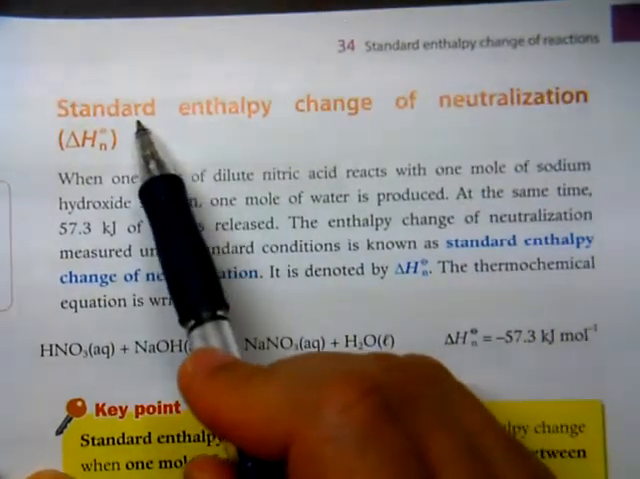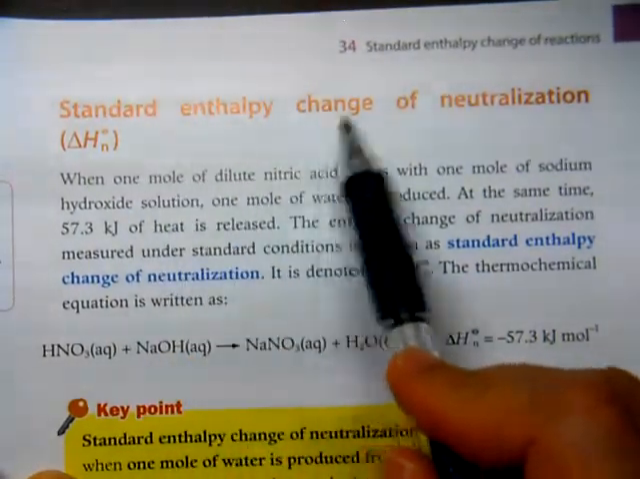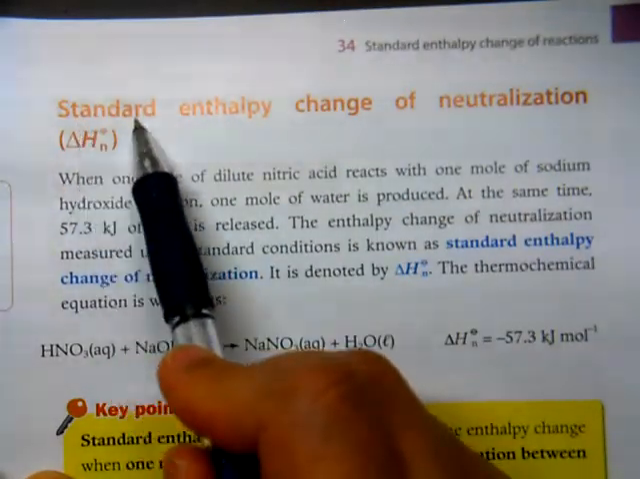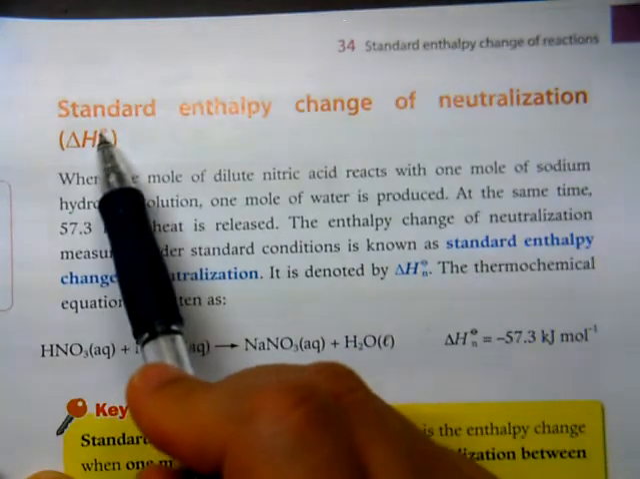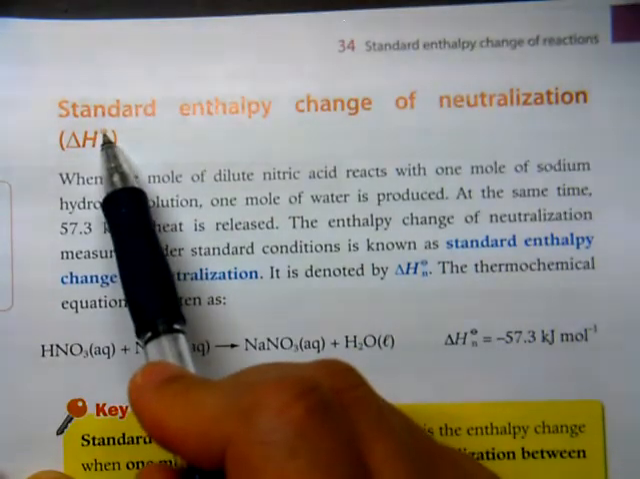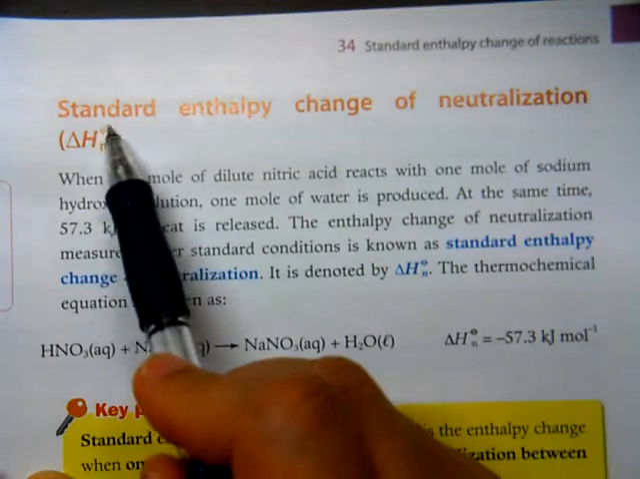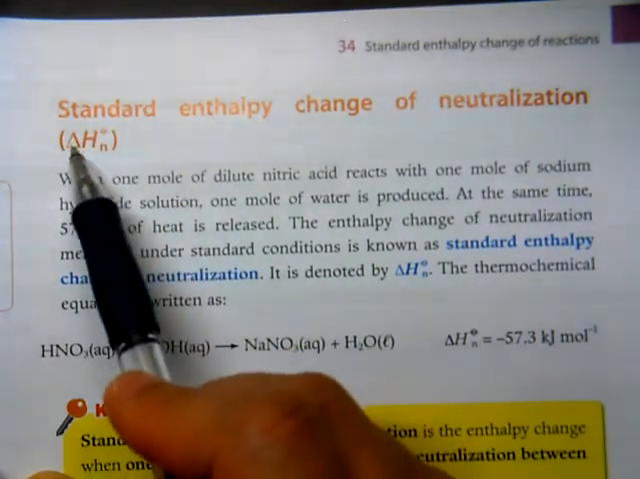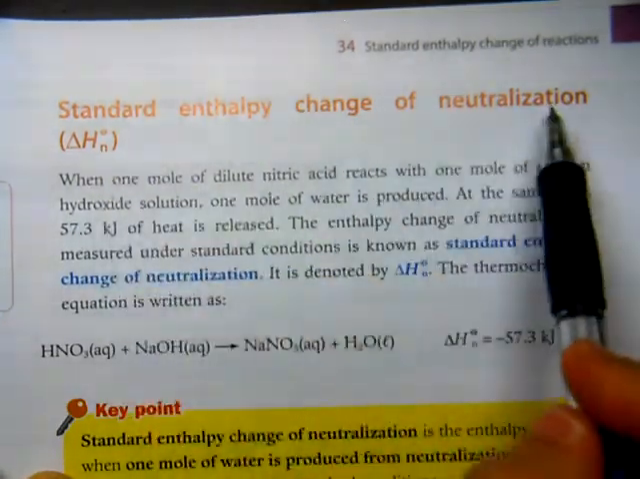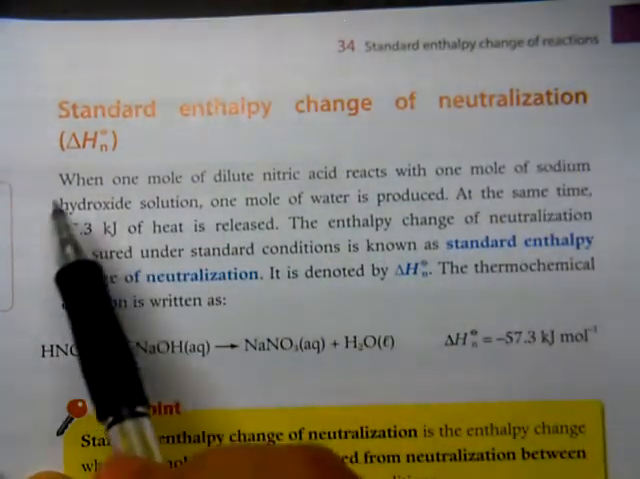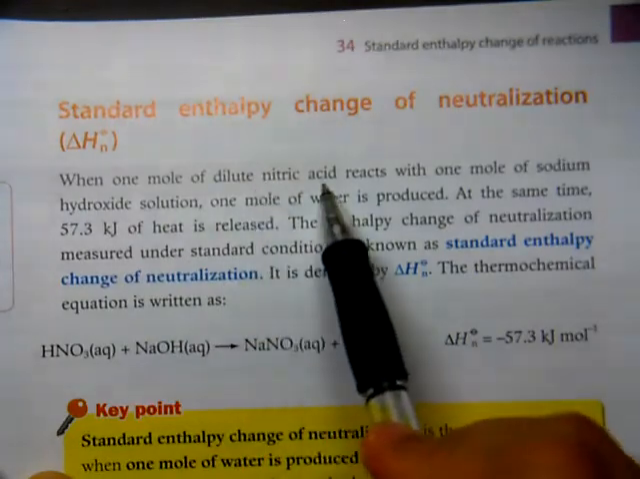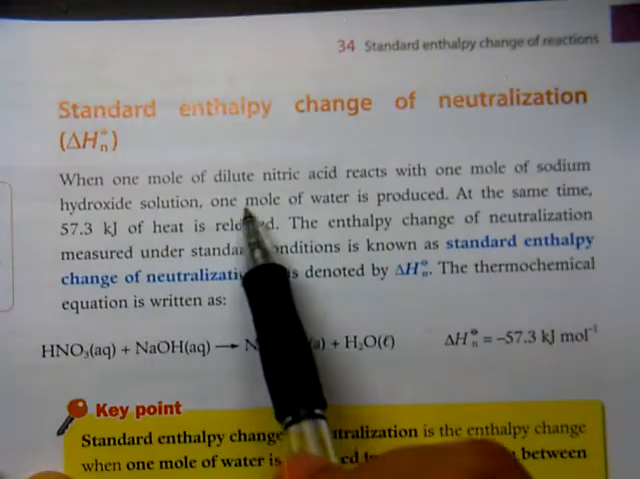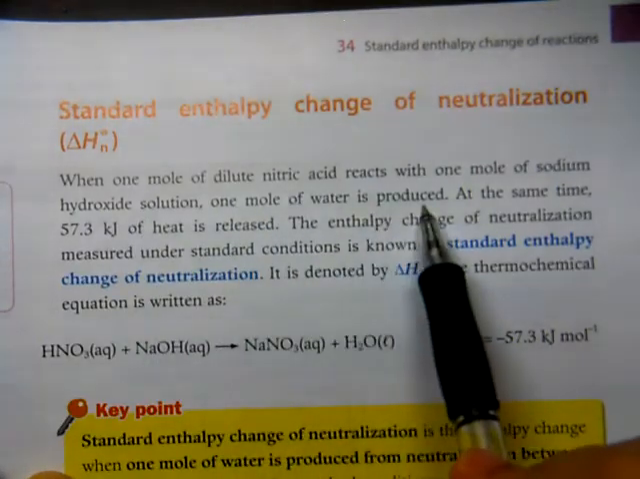Next, let's talk about standard enthalpy change of neutralization. As I said before, standard means the reaction is carried out under standard conditions. There is a symbol phi in the superscript, okay? Delta means change, N stands for neutralization. When 1 mole of dilute nitric acid reacts with 1 mole of sodium hydroxide, 1 mole of water is produced.